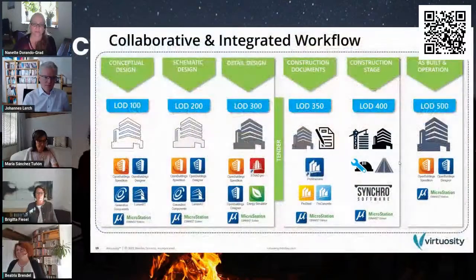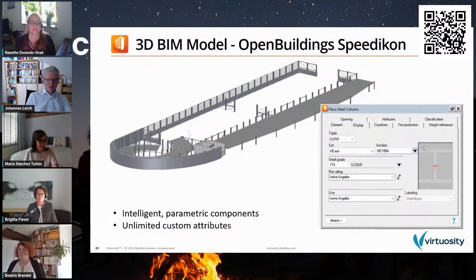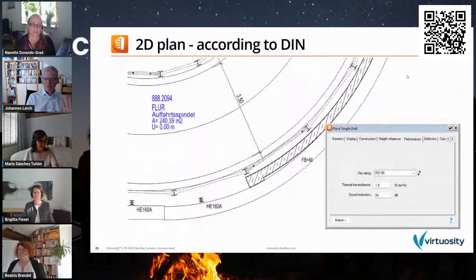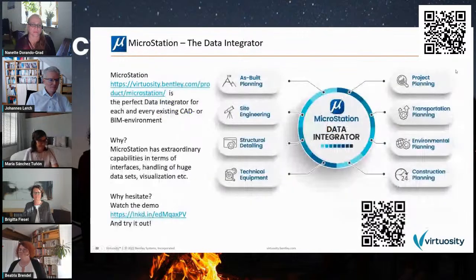So, level of detail with BIM. You see MicroStation and speedikon used from the beginning to the end of all the phases, as mentioned, throughout the design phase, and other Bentley tools help you to have a good result. Next slide, please. Speedikon offers, as mentioned by Brigitta, the 3D BIM model at one time with all the attributes. Next slide. And at the same time, you have the 2D plan representation according to the norms, to have all these plans. So, thank you.